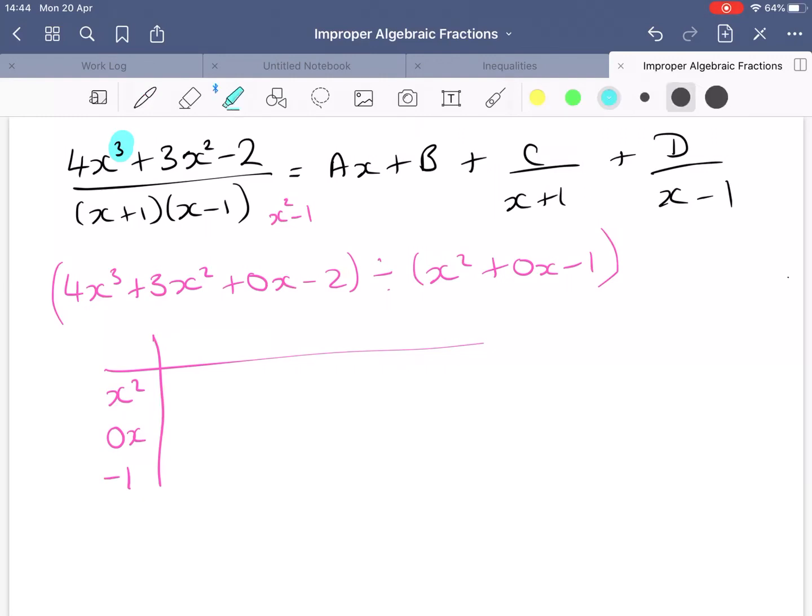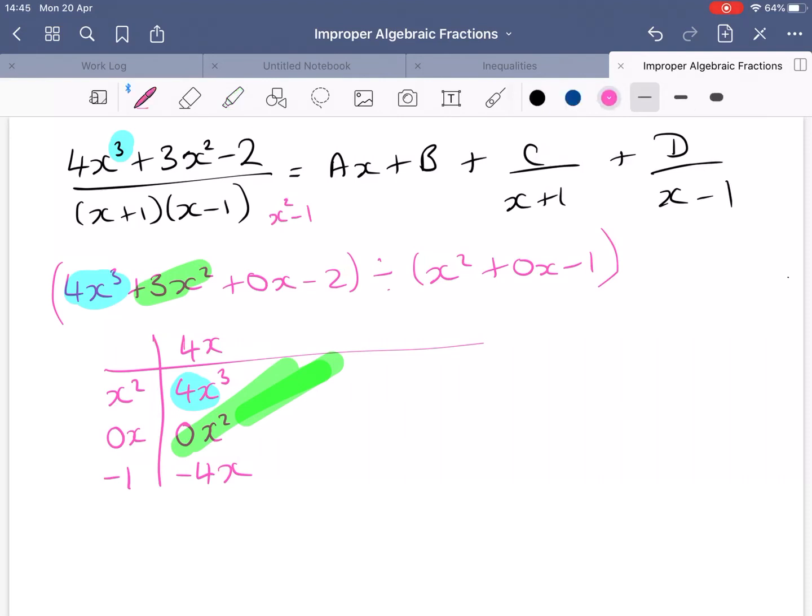So our 4x cubed comes from this top corner here, so our 4x cubed goes in there. What times x squared makes 4x cubed is 4x. Fill in the column: no x squared, because 4x times no x is no x squared, and minus 4x. Right, let's think about the next diagonal. The next diagonal is going to give me my 3x squareds. I've got no x squareds, so I need 3x squareds in there. So it's going to be multiplied by 3. 3 times no x still gives me no x, and 3 times minus 1 gives me minus 3.